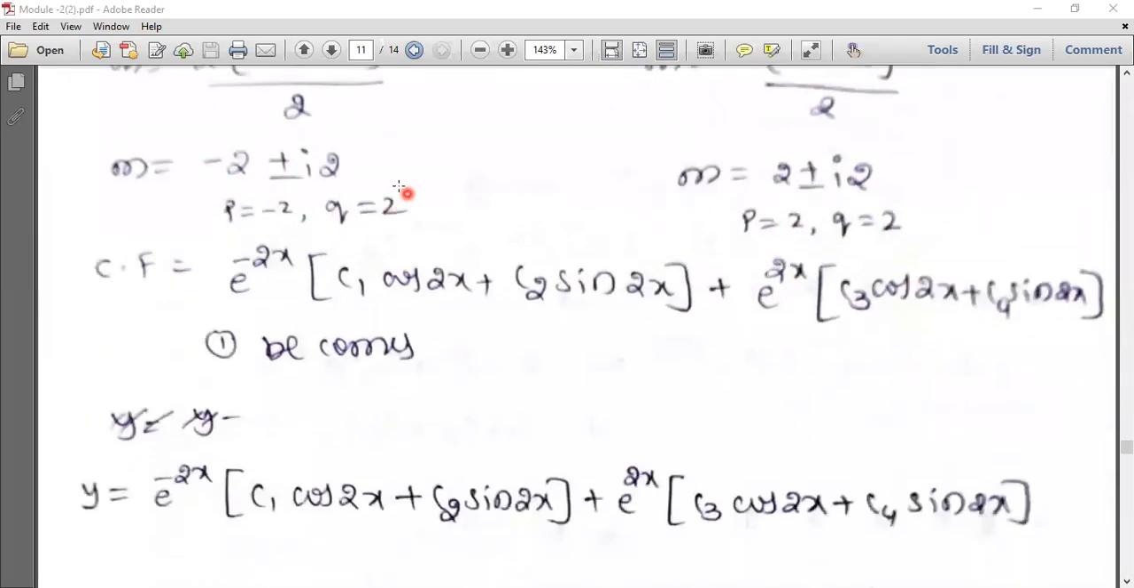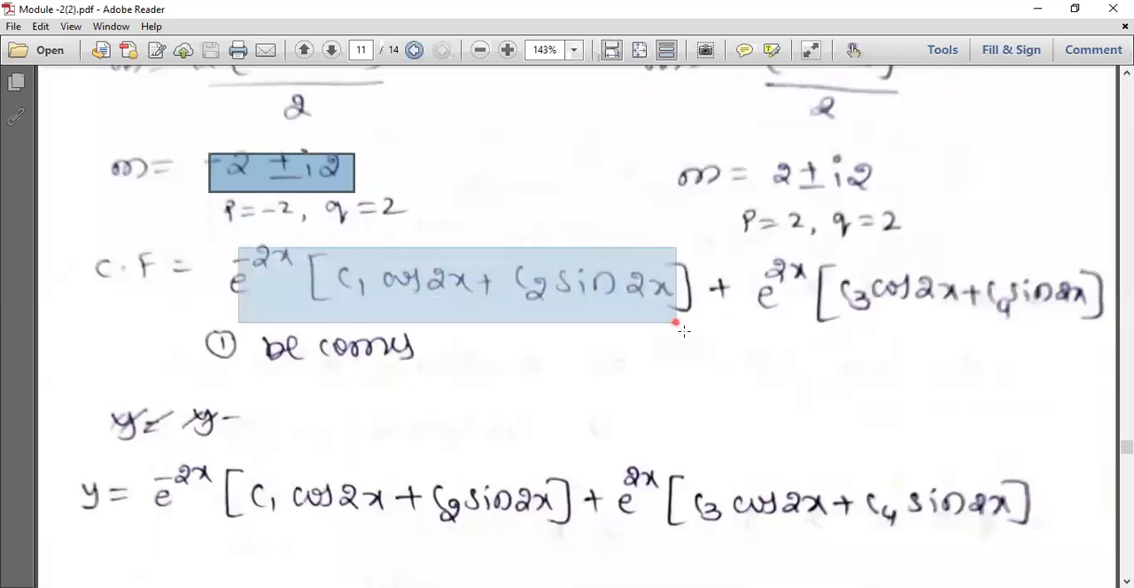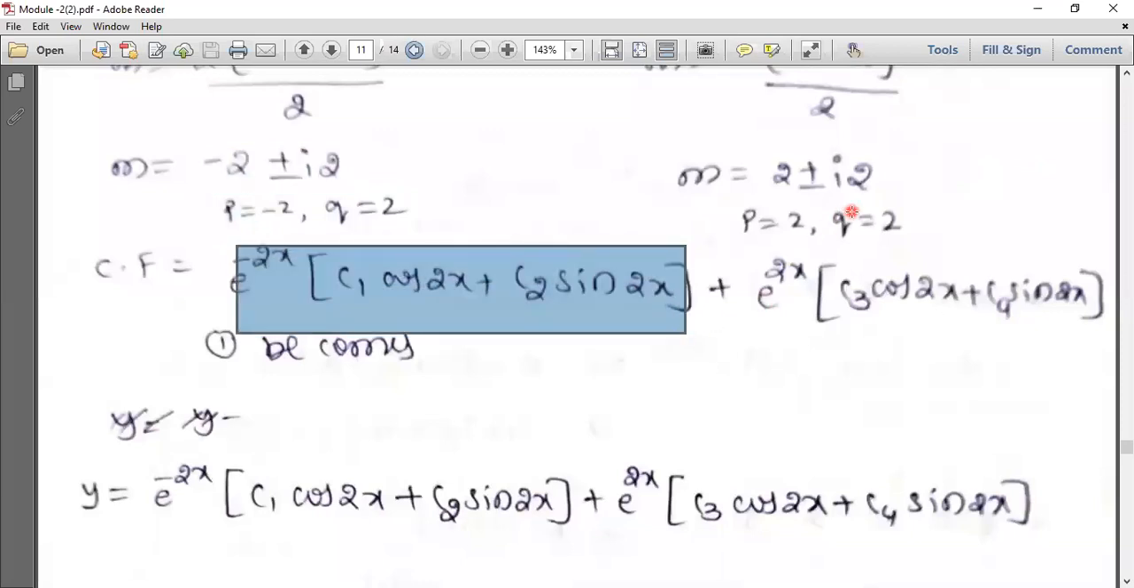I'll apply the formula of this first, and next I'll apply this. Even if it is reversed, absolutely no problem. So here e raised to px, c1 cos qx plus c2 sin qx. This is with respect to the first formula because roots are complex here. With respect to complex roots, this is the formula. Plus the second complex root.